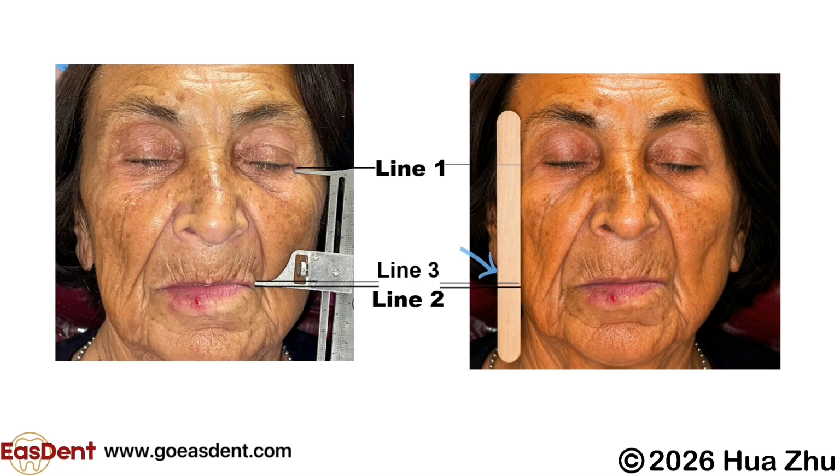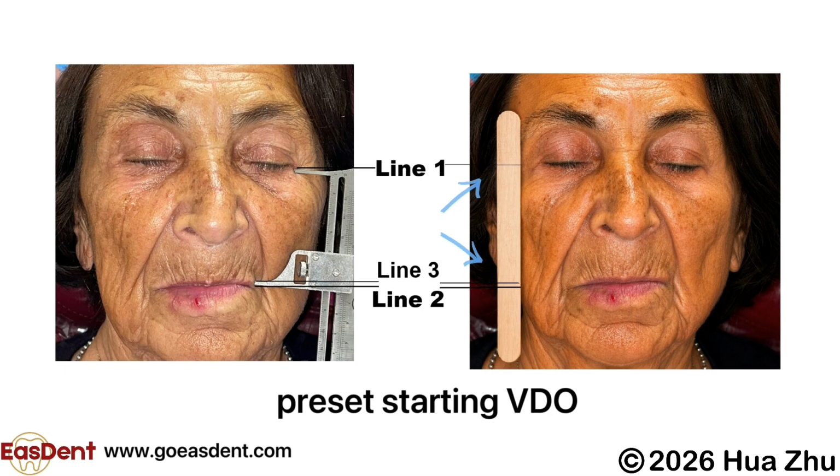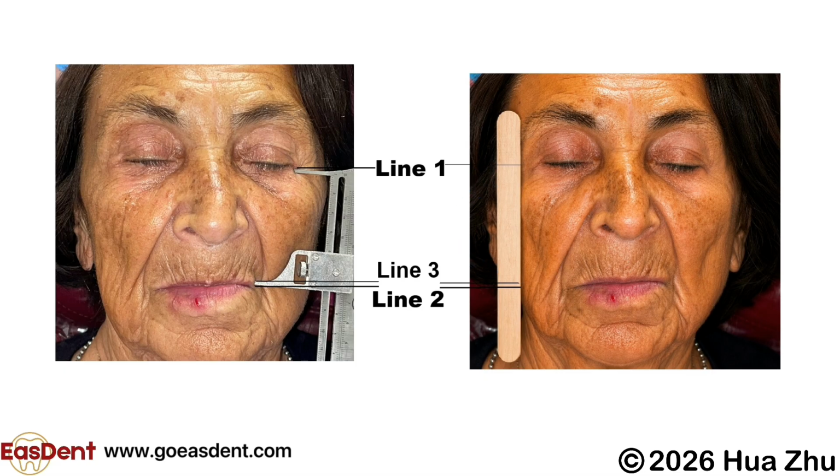Mark a third line 2 millimeters above line 2. The distance between line 1 and line 3 is the preset starting VDO. The preset starting VDO is 2 millimeters shorter than the desired VDO. It gives extra space for impression thickness. When you finish the mandibular final impression, the VDO may reach the desired VDO.